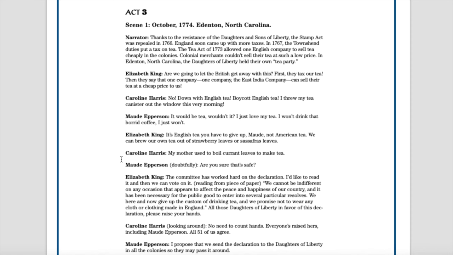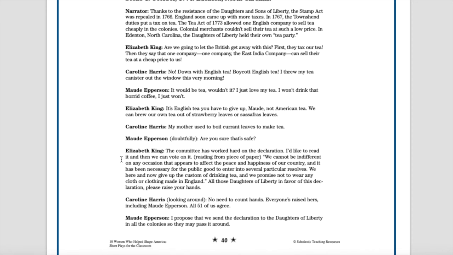Caroline Harris, looking around. No need to count hands. Everyone's raised hers, including Maud Epperson. All 51 of us agree. Maud Epperson. I propose that we send the Declaration to the Daughters of Liberty in all the colonies so they may pass it around.